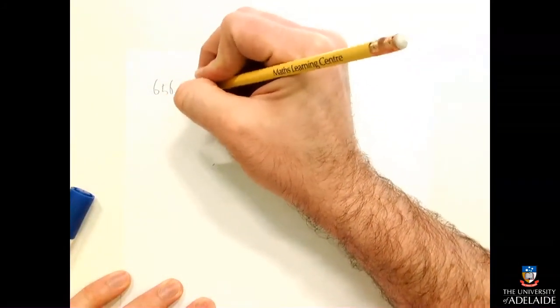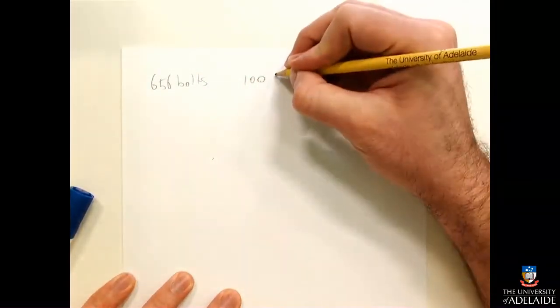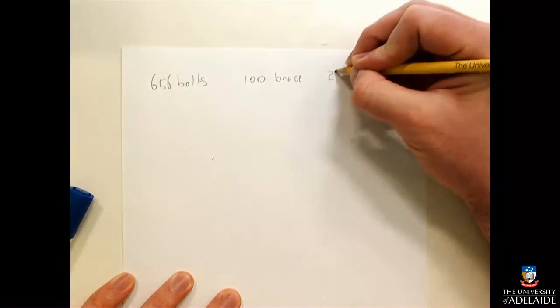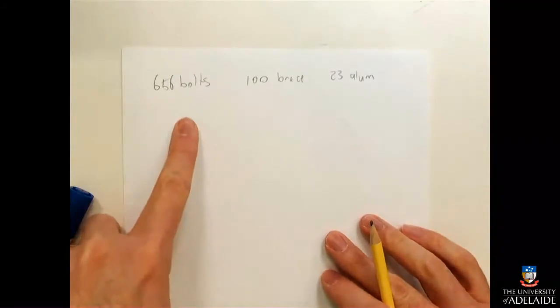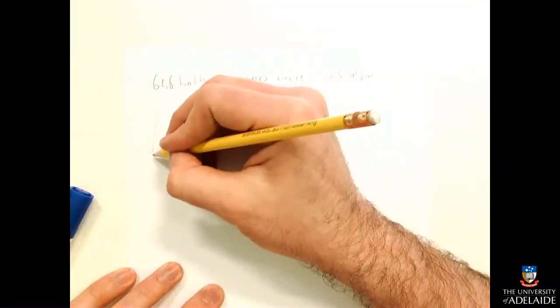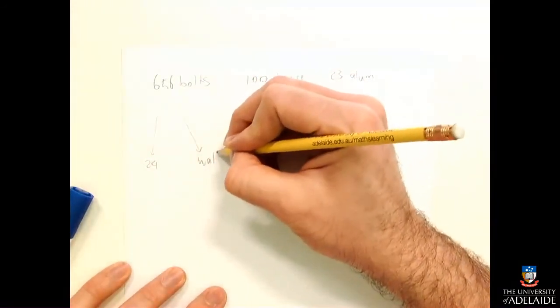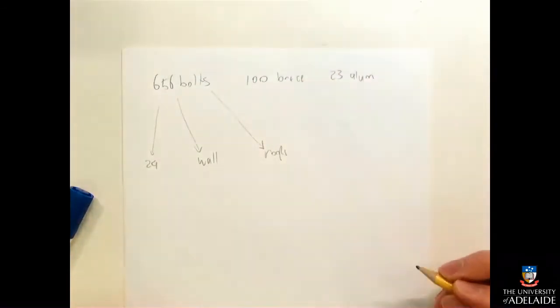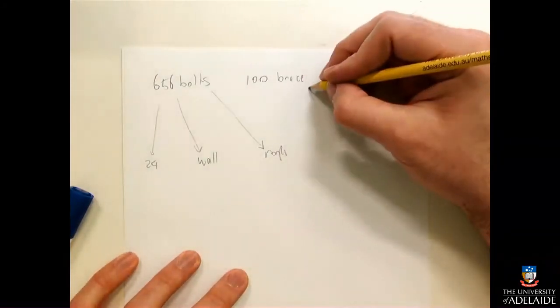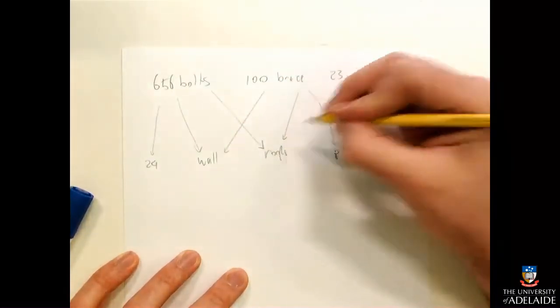Okay, so we have 656 bolts and 100 braces and 23 aluminium sheets. And then some of these bolts are being used. There's 24 left over. Some of them are going to be used to make walls, and some of them are going to be used to make roofs. And with the braces, there's 8 of them left over, and some of them are going to make walls and some of them are going to make roofs.